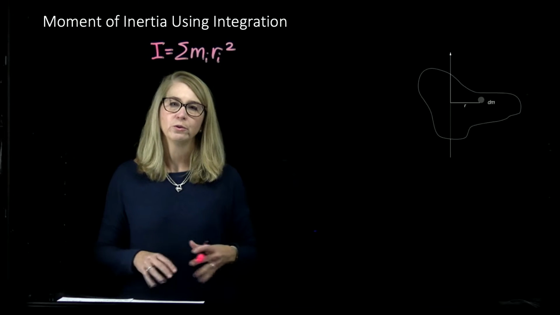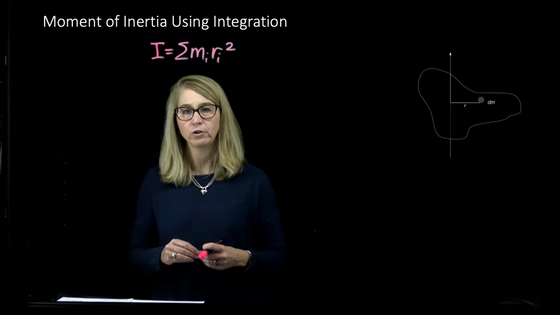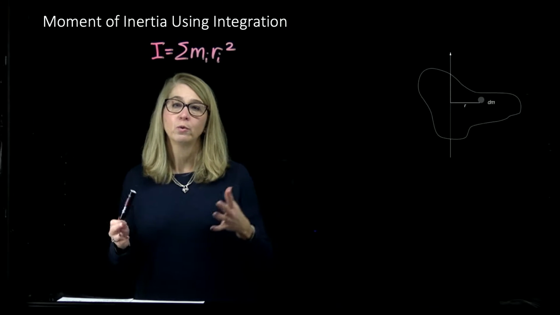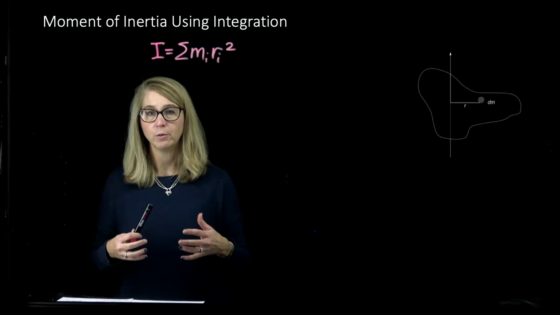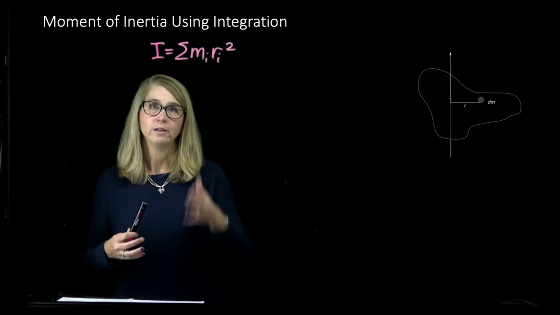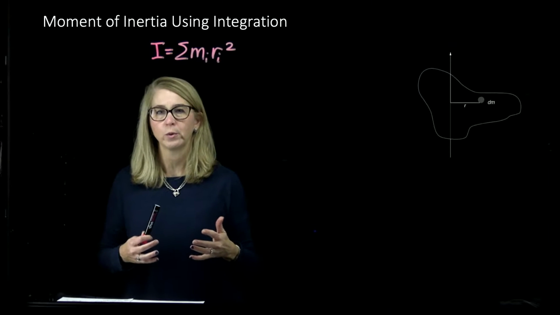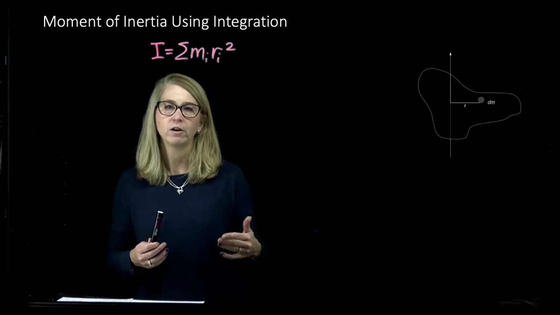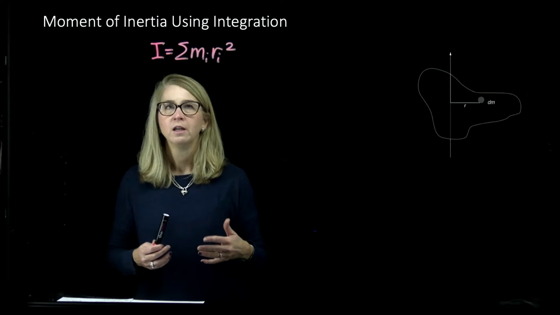So I wanted to do a couple videos talking about how we can find the moment of inertia in a situation where we would need to integrate. So we've been introduced to a very general definition of the moment of inertia. And it's that it's the sum of the masses times the radius squared, of course, where the radius is talking about how far that particular mass is from the axis of rotation.